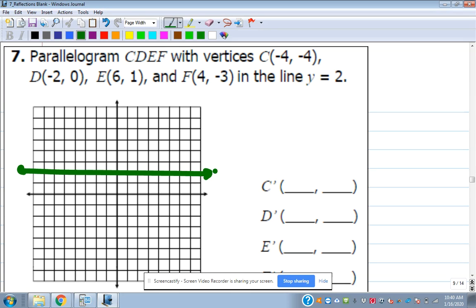And then I'm plotting the pre-image: negative 4, negative 4, C; negative 2, 0; and 6, 1. And then 4, negative 3. E was a 6, 1.